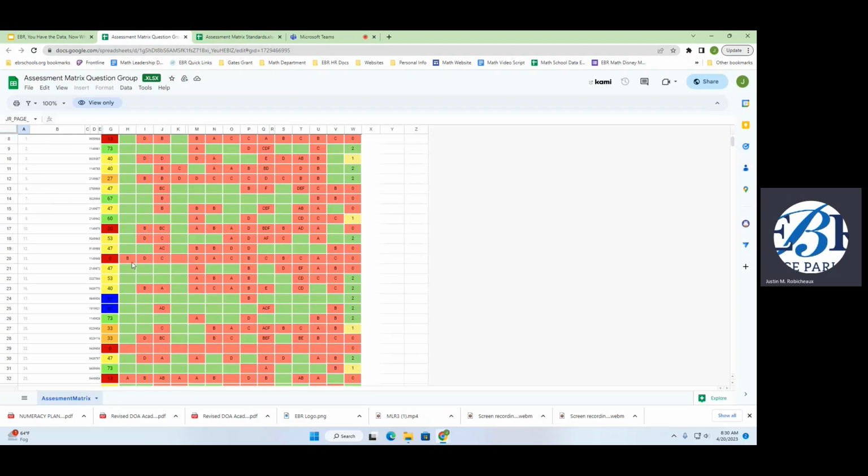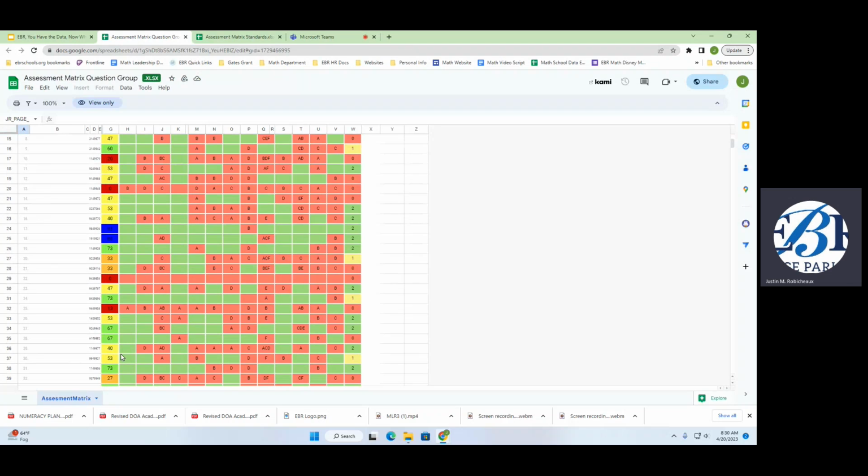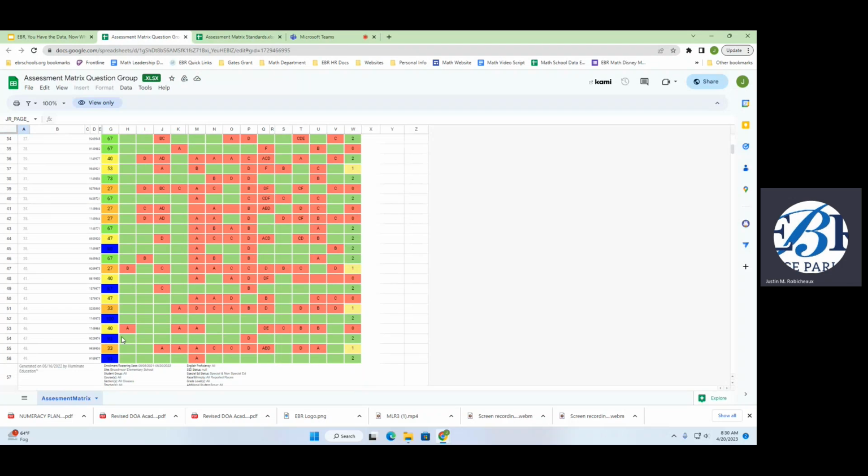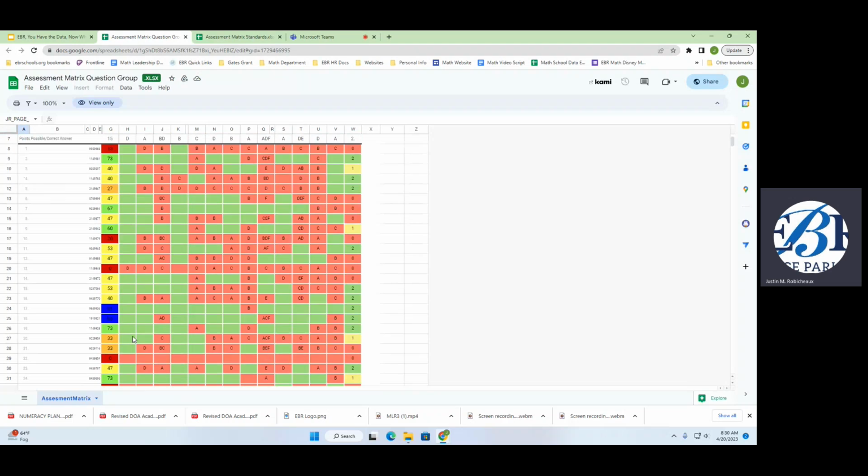So as I'm scrolling through, I can see that student 13 selected B, student 22 omitted this question. That's why there is nothing there. And as I can see, it looks like this student omitted all the questions on the test. Student 25 answered A, student 40 answered B, and then student 46 answered A. So those are my only wrong answers.